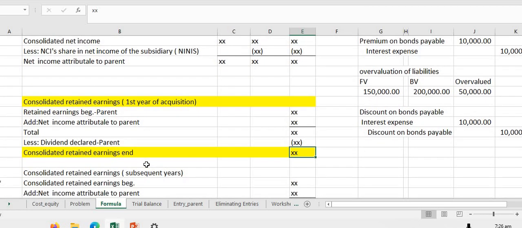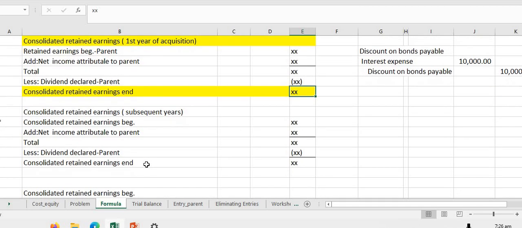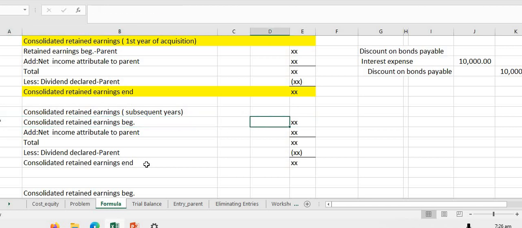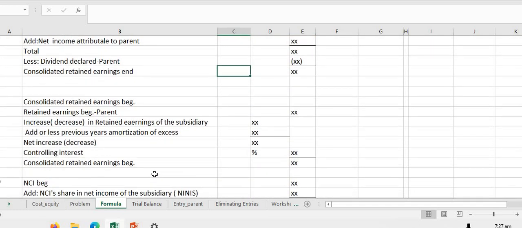Okay? However, in the subsequent years after the date of acquisition, yung formula natin is actually the consolidated retained earnings beginning. So kung ano yung ending balance last year, that's actually the beginning for the next year. Net income attributable to parent for the year, less the dividend declared ni parent for the year. We have also the consolidated retained earnings end. And so in case hindi natin alam yung consolidated retained earnings beginning, we can actually compute this.